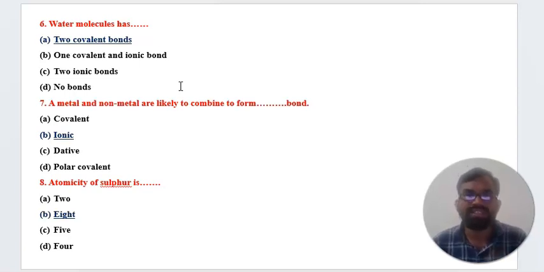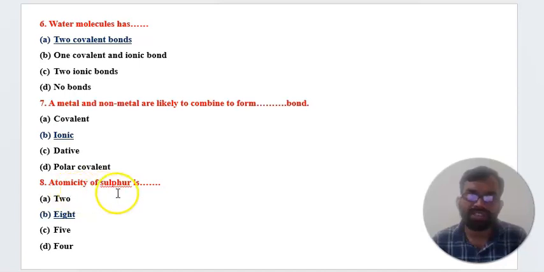So water molecules have 2 covalent bonds. Okay. And coming to the seventh bit: the metals and non-metals are likely combined to form a dash bond. So suppose one atom is a metal and another is a non-metal, they likely combine to form an ionic bond. So here the seventh right answer is the ionic bond.